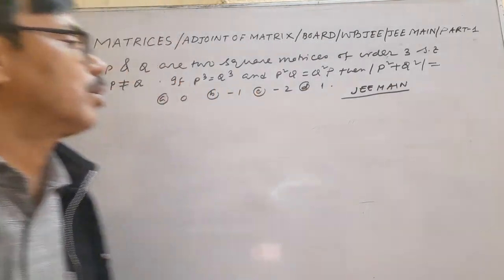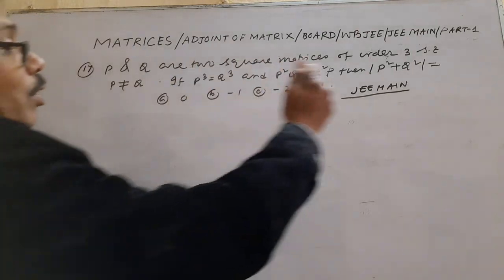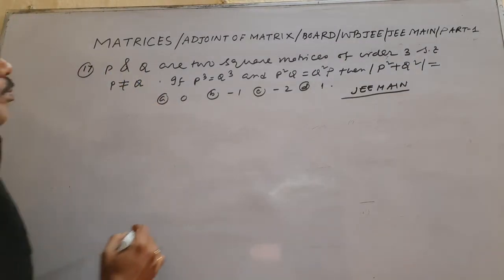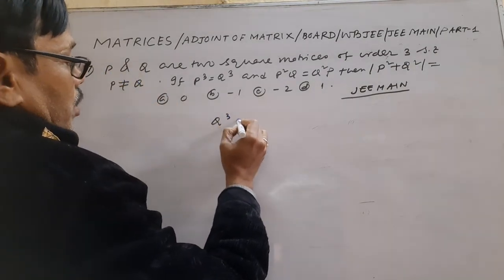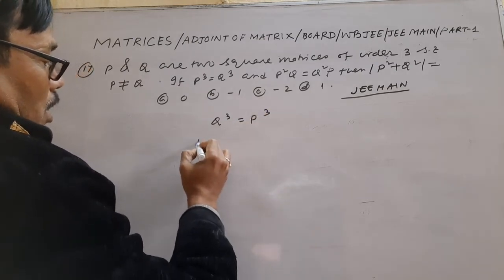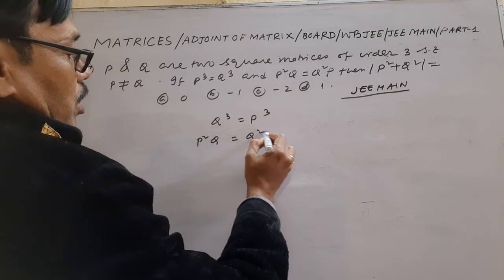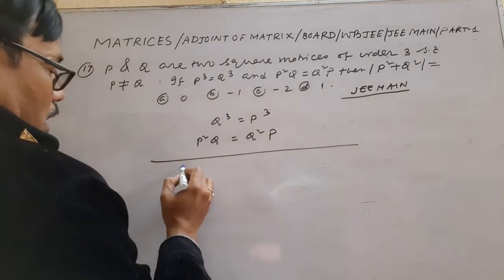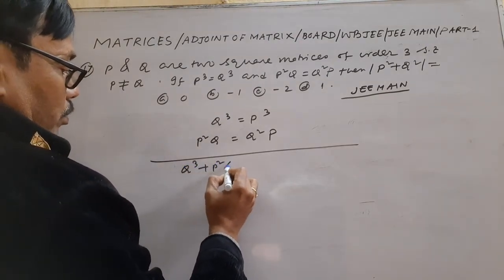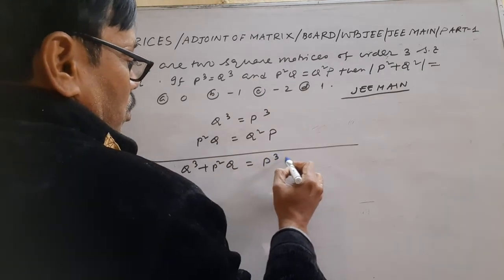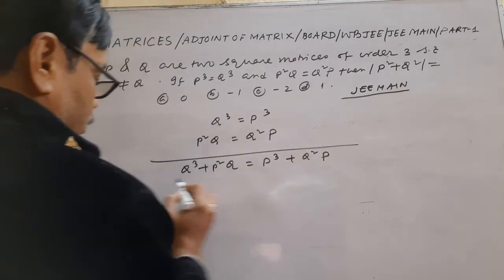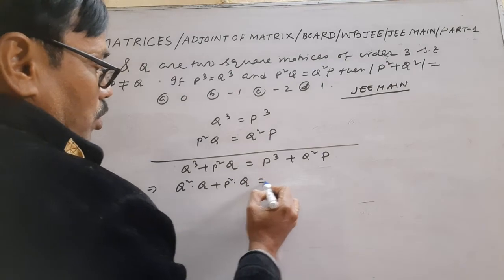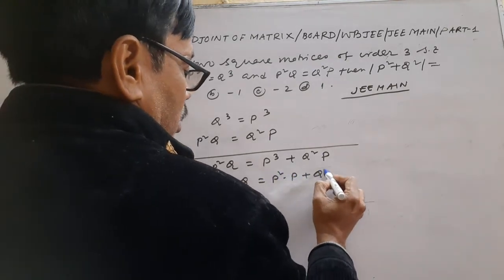Now we consider one more problem. P and Q are two square matrices of order 3 such that P not equal to Q. It is given that Q cube equals to P cube and P square Q equals to Q square P. So if you add them, Q cube plus P square Q, P cube plus Q square P. So this is Q square into Q, P square into Q, P square into P, Q square into P.